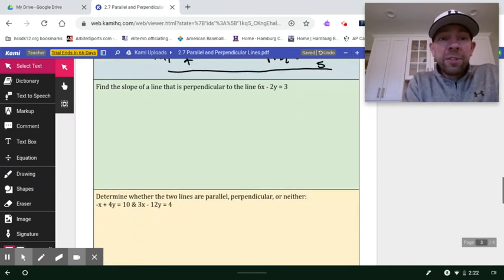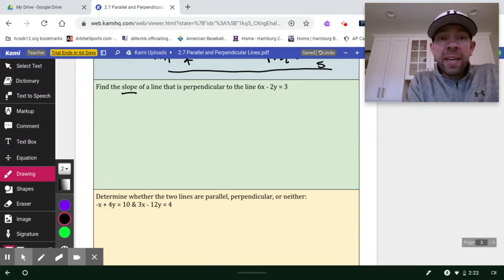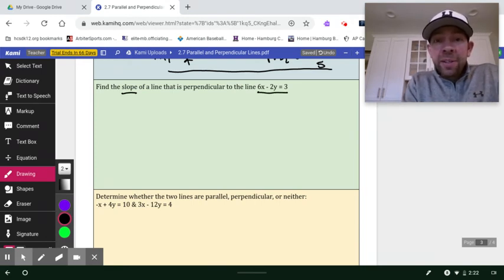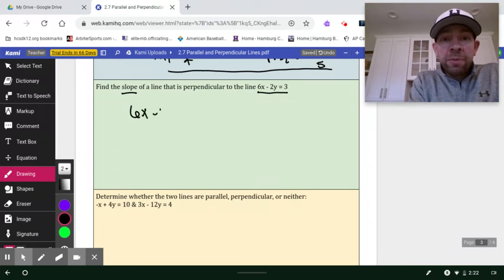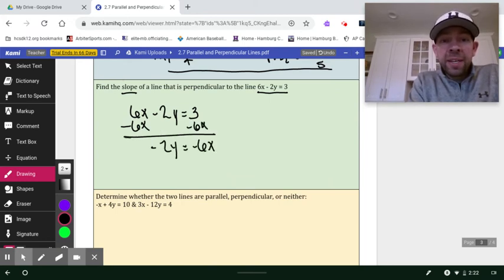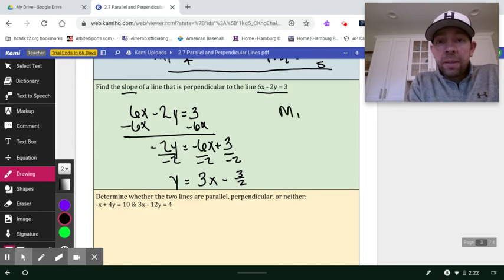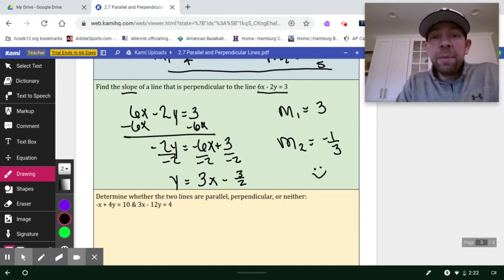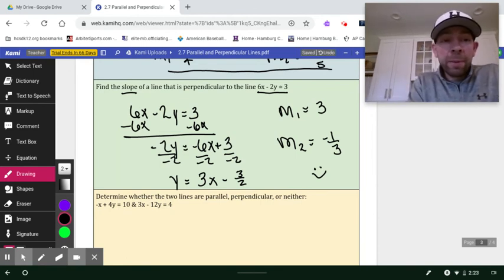Okay, so we're going to try to find the slope of a line that's perpendicular to this one. The first thing I'm going to do with that equation, well, let's rewrite it first. I'm going to subtract 6x from both sides. I get negative 2y equals negative 6x plus 3. Now I'm going to divide everybody by negative 2, and that's going to leave me with y equals positive 3x minus 3/2. So the slope of this line is going to be positive 3. The opposite or negative reciprocal of 3 is negative 1/3, and that would be the slope of a line perpendicular to the given one.